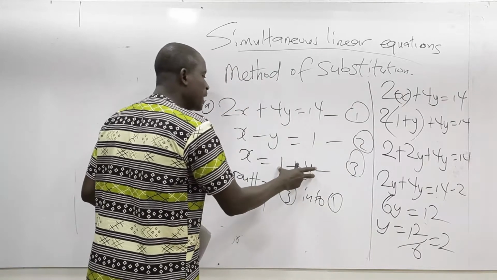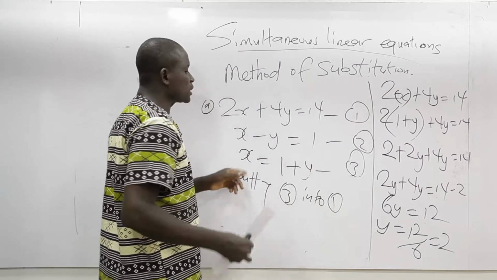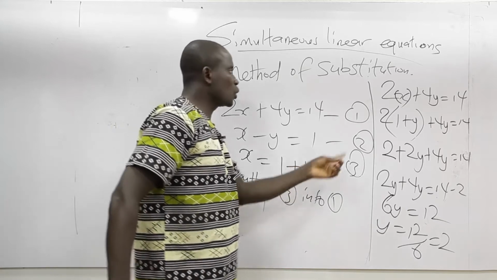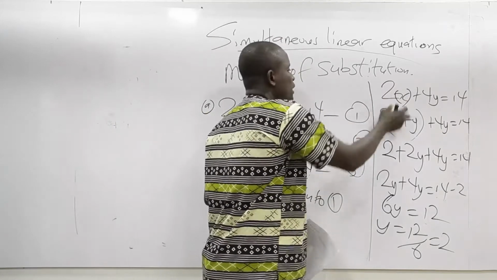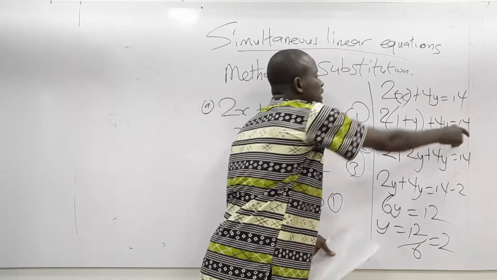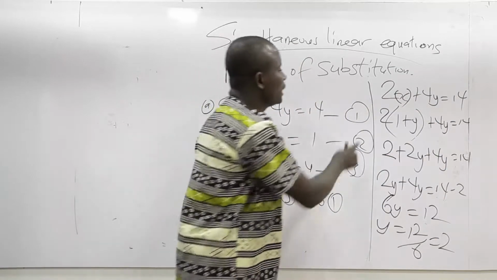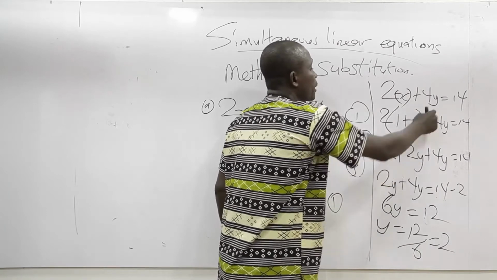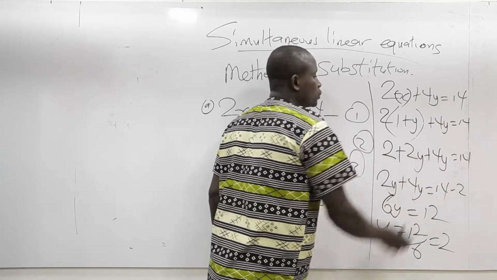Because we are saying that if it is equal to that, then whenever we see x, we can put this expression there. So this is 2, and this is x, we put this over there. Then this 4y is already there, 14 is already there. So I just open the bracket. This time this is 2, this time this is 2y plus this 4y, which is already there, is equal to 14.